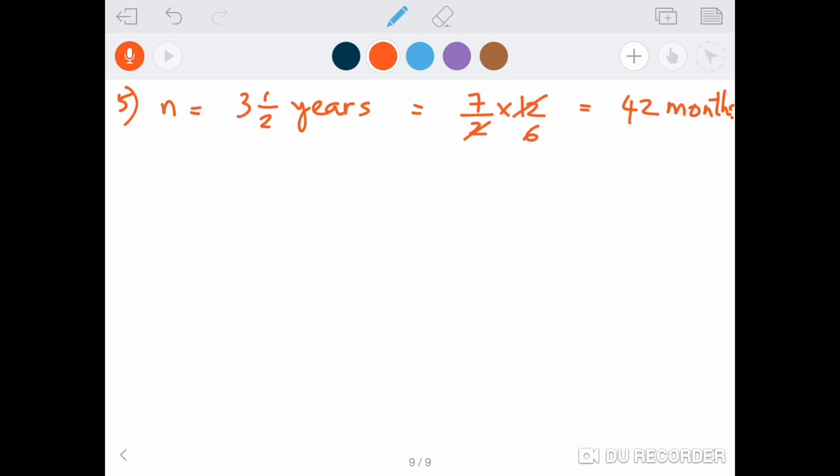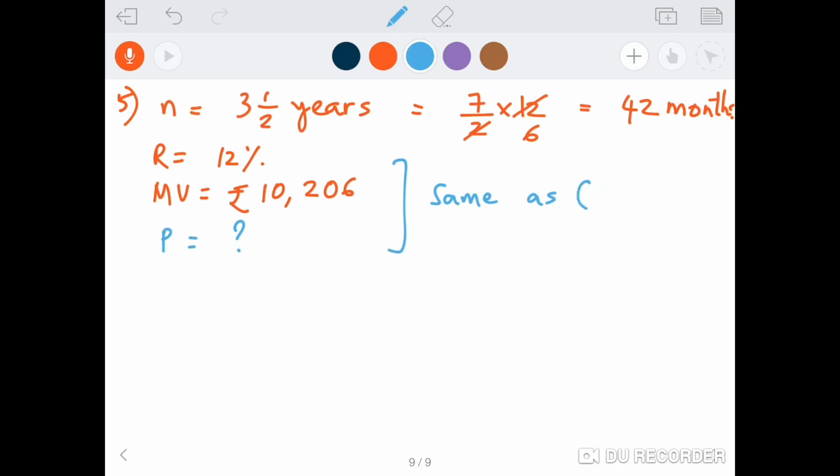And then what I'm going to do is write the other values. He's given you R to be 12%. So I'm going to write R equal to 12%. He's also given us the maturity value. The maturity value is given as 10,206 rupees. And he's asked us to calculate the value of the principal again. It is just like your previous problem. So please follow steps of the previous problem and finish this problem off. I've put everything that is required for you to solve this problem. Please pause, finish the problem off and verify your answer.